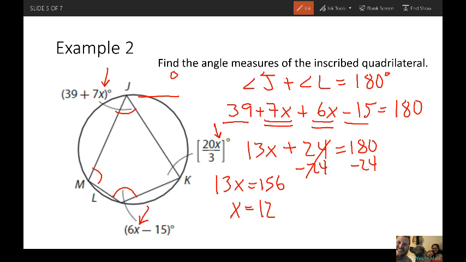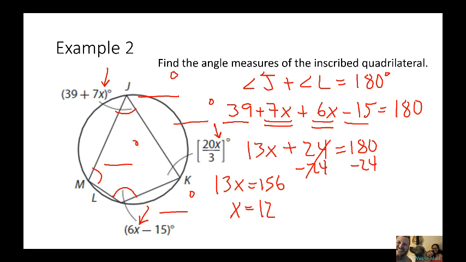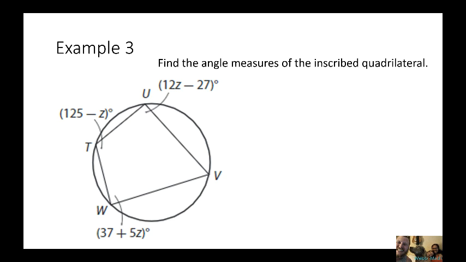So I already gave you your variable. Now I'm just asking you to plug it in and give me all the degrees there. There's 4 of them. Example 3, try that on your own. Again, opposite angles have to add up to 180, just like example 1 and example 2. Go ahead and find me all the angle measurements of this inscribed quadrilateral.